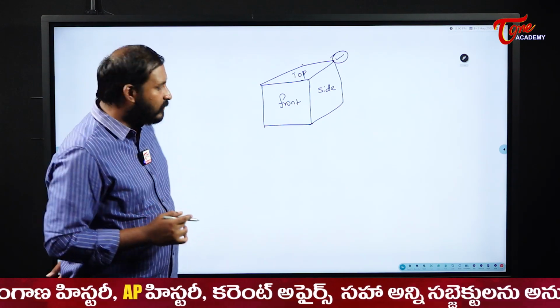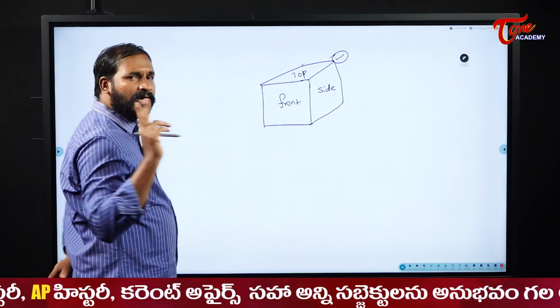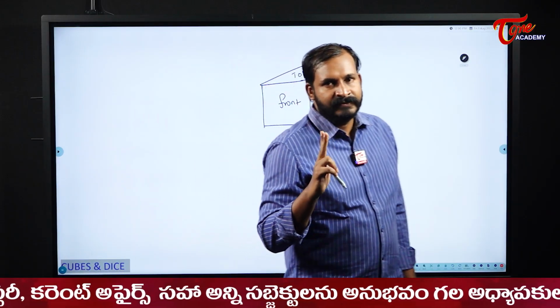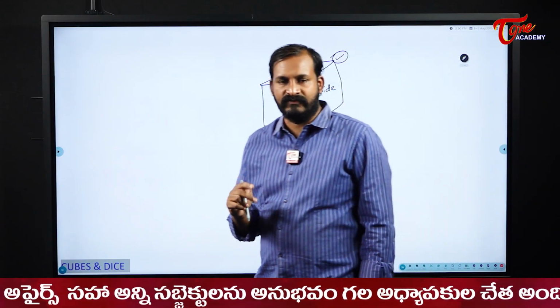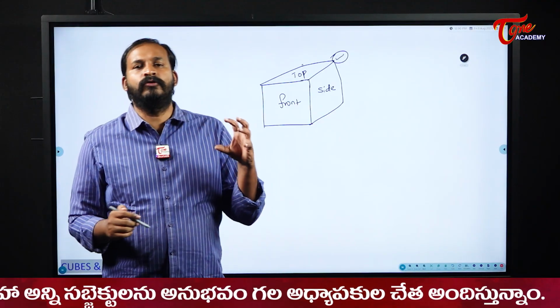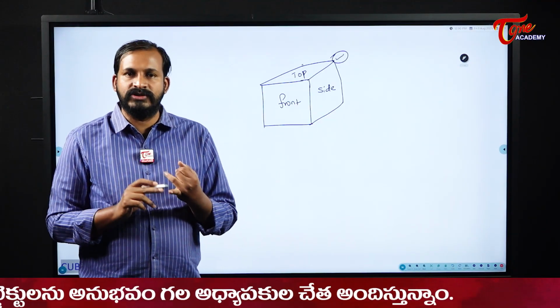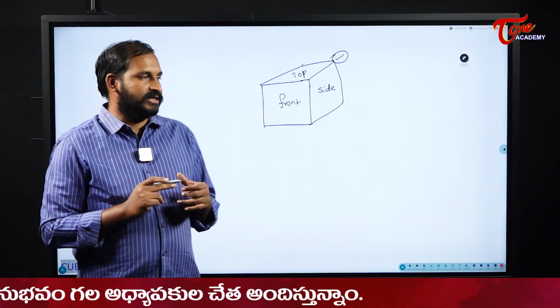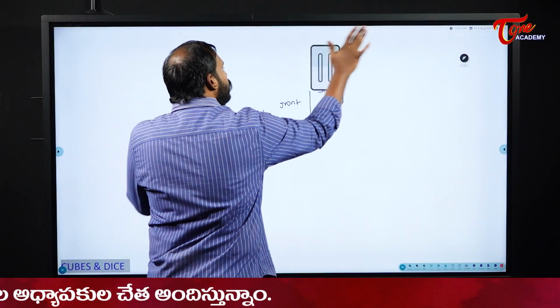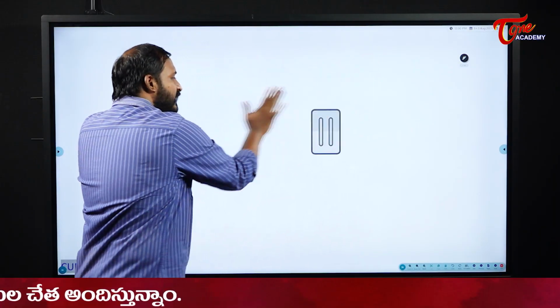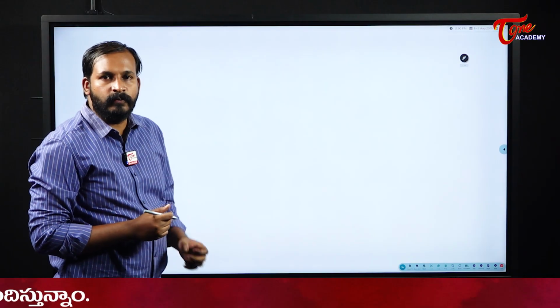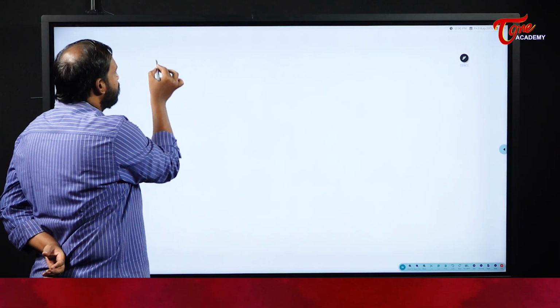Closed dice. In closed dice, we will have only 2 types of standard questions, students. What is it? They will give us two throws. They may call it throws or projections, whatever it is. They will give us usually two throws or two projections of a dice, something like this.